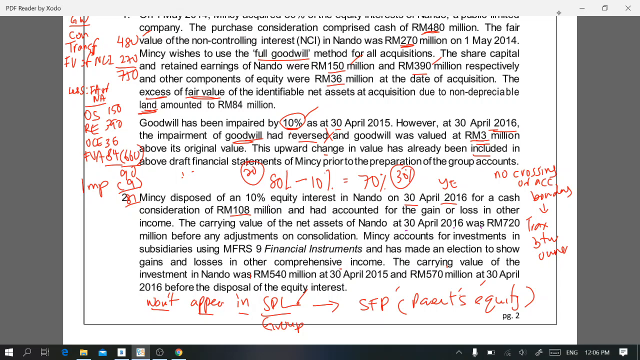The carrying value of the net asset of Nando on this date is 720 before any adjustment on consolidation. Mincy accounts for investment in subsidiary using MFRS 9 and has made an election to show any gain in OCI. This is a financial instrument. Investment up or down, you go through OCI.